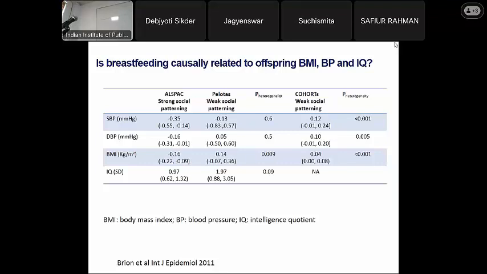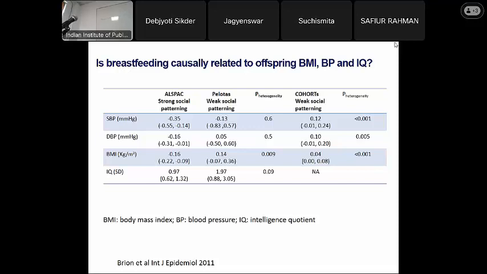In Pilates, where there was weak social patterning, the confounding wasn't in the same direction. There was no meaningful association with blood pressure. The association with BMI was in the opposite direction. But the association with better cognitive function was seen. And then there was a cohorts collaboration.